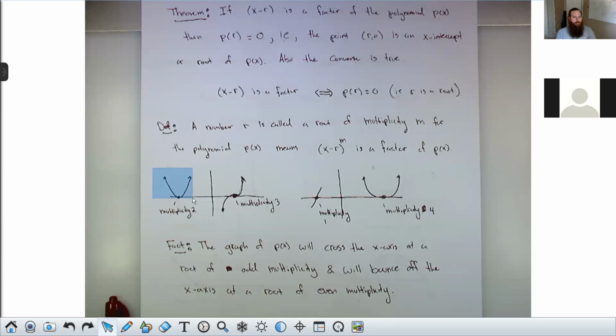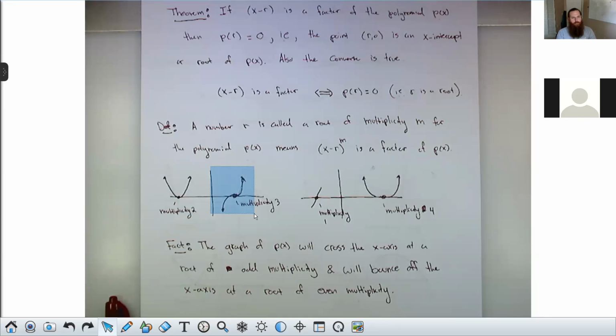So like right here, you see the graph, it doesn't cross the x-axis. It just comes down and touches the x-axis, then turns around and runs away the other direction. That is a bounce. This is a bounce. This is also a bounce.